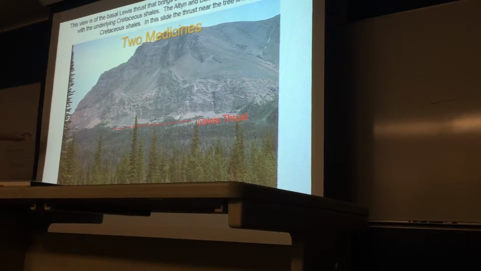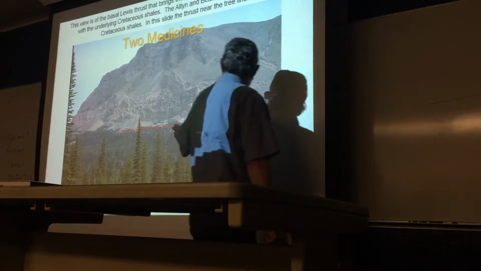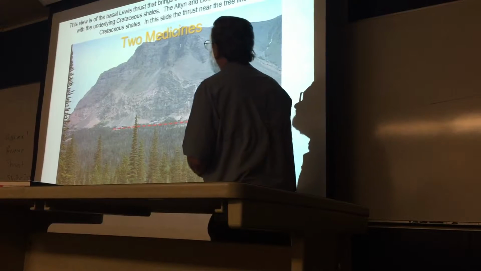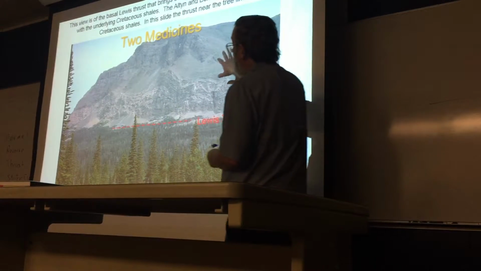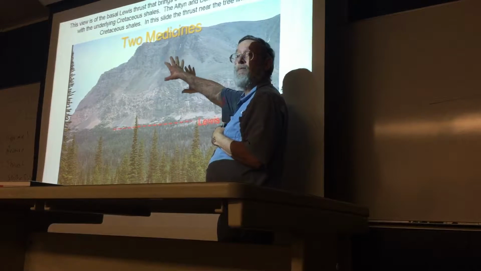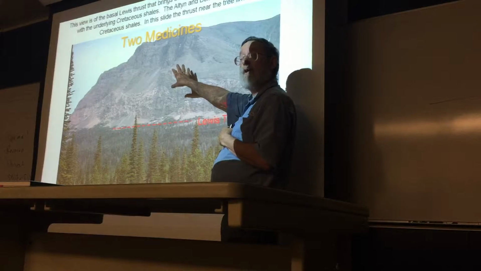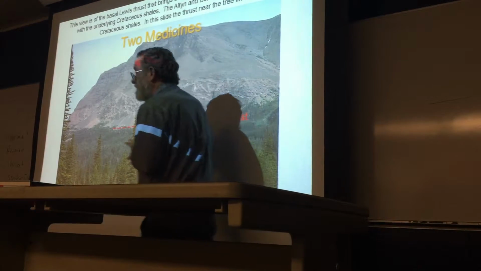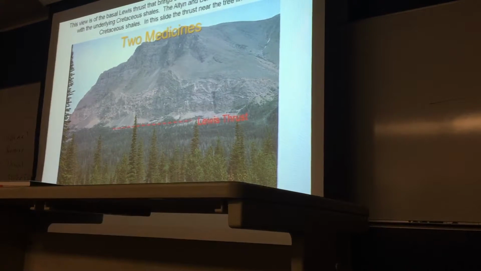We're in the area of Two Medicines Lake here again, and that dashed line is the Lewis thrust. On top of that, we have Precambrian aged materials, mostly non-metamorphic, which is kind of intriguing. And below, we have Cretaceous age materials. And so we've put older materials on top of younger materials.